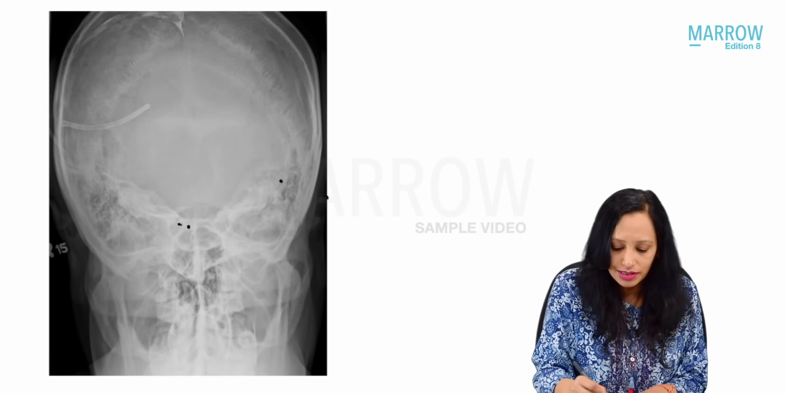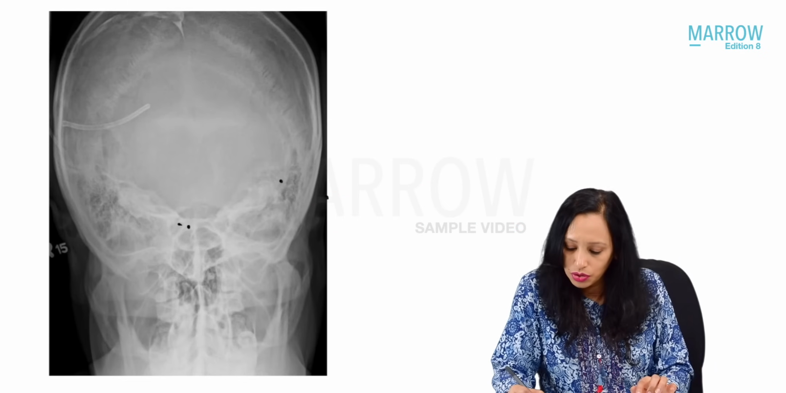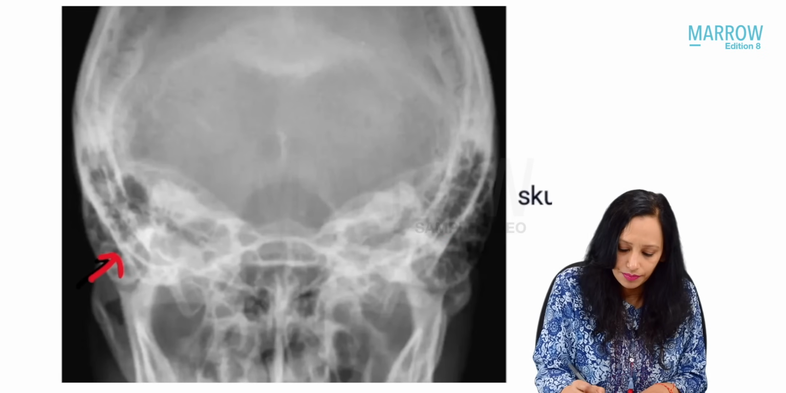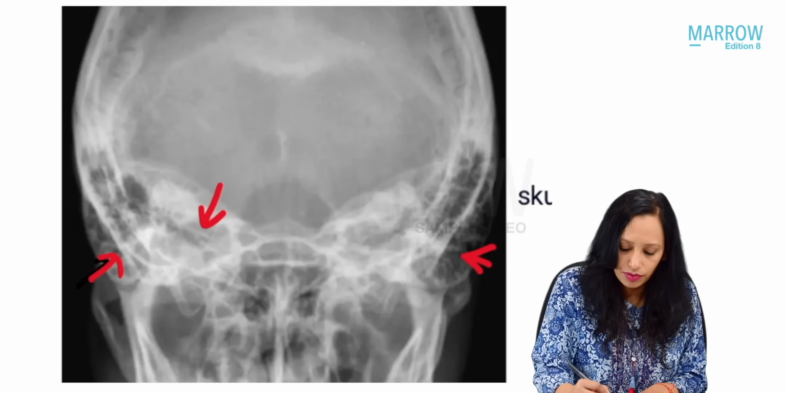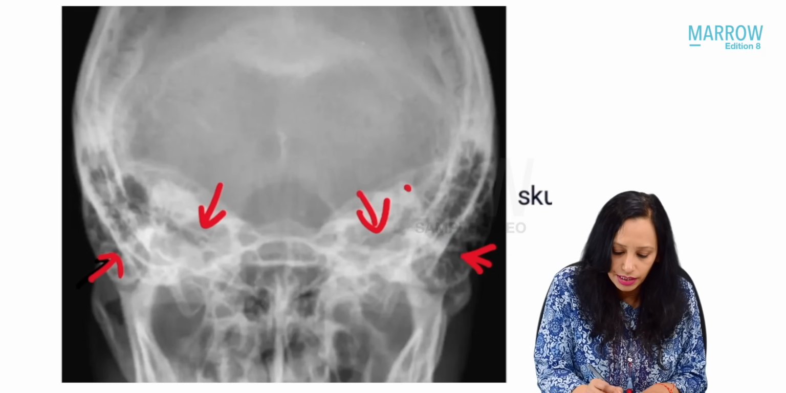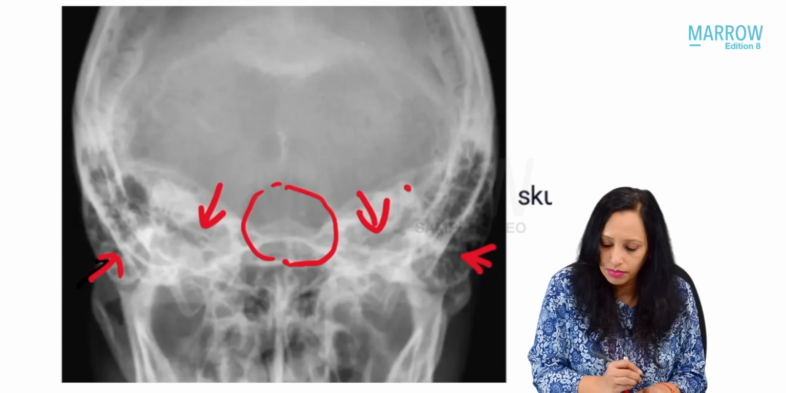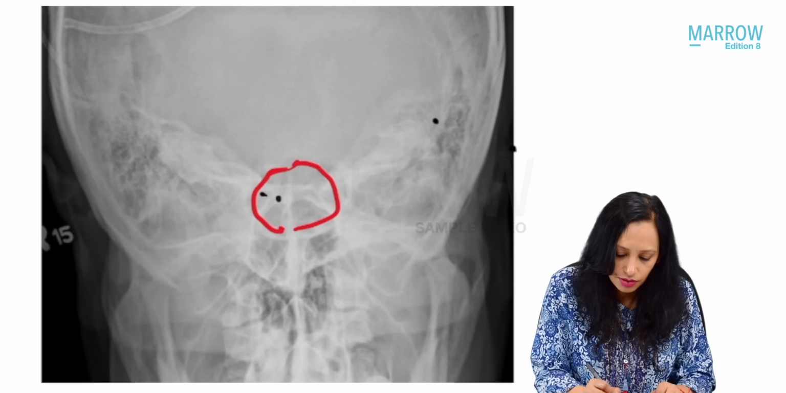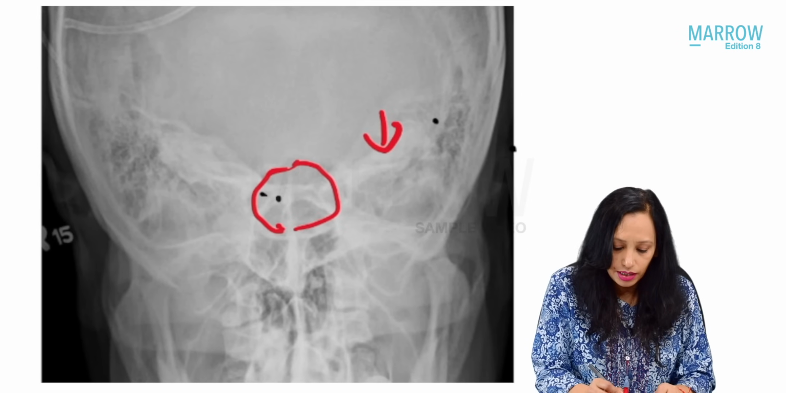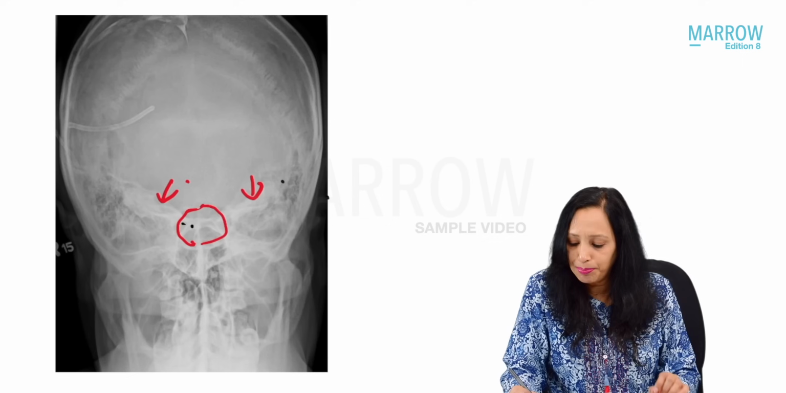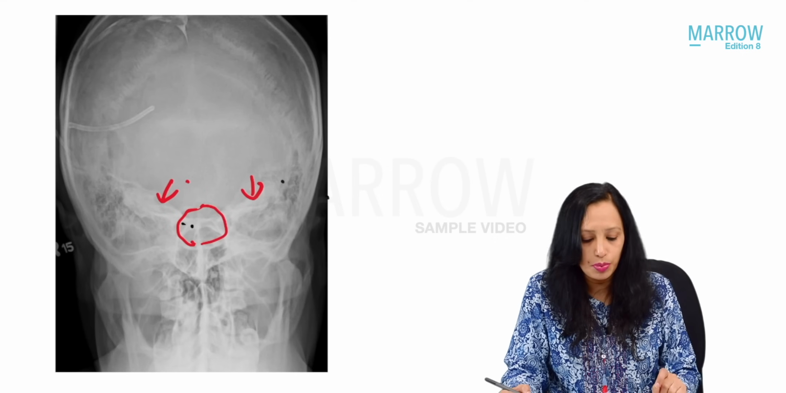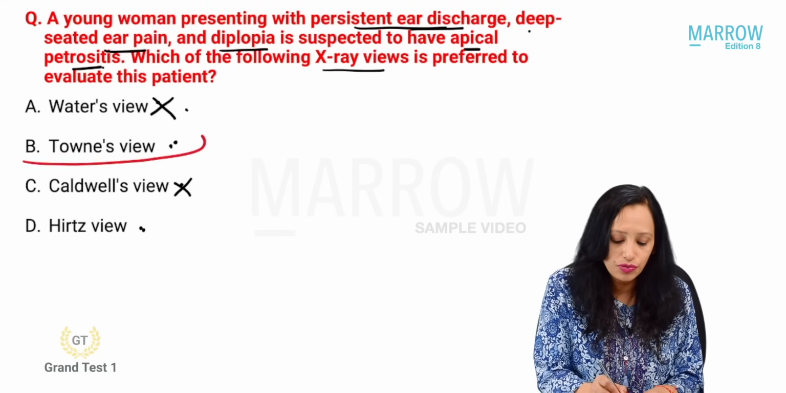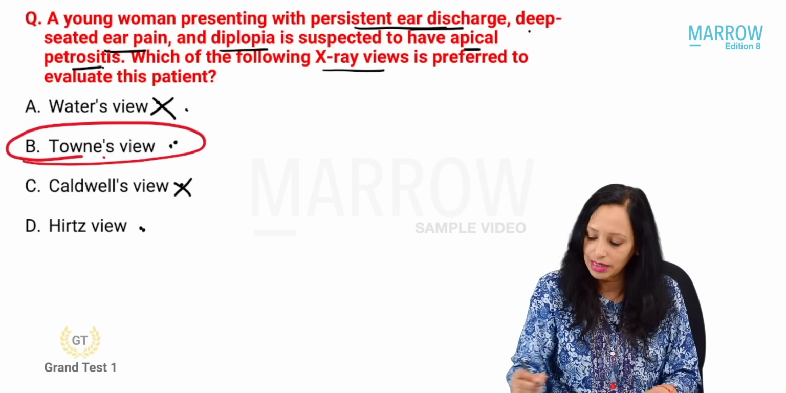Now let me rub this. Can you make out? Yes. So this is the mastoid air cells that you are seeing, and this all is the part of the petrous bone. Yes, in the center we will see this is the foramen magnum. Let me show in this picture. Yes, in this picture, can you see this? This is the foramen magnum. So whenever we want to see the petrous part of the temporal bone, which view do we go for? We go for Townes view. So the answer here is Townes view.